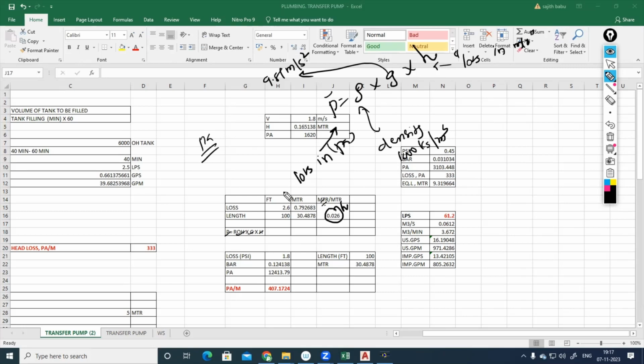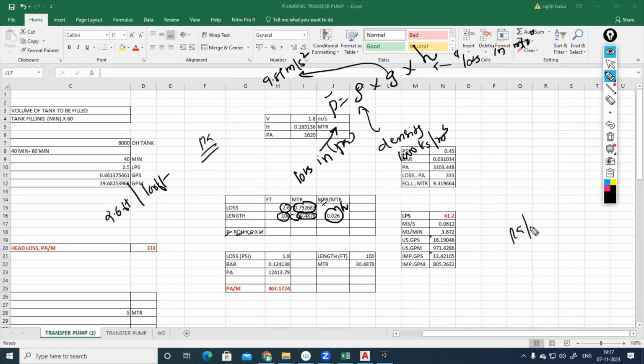Okay. So it is clear that when we are sizing from the pipe sizer, we got 2.6 feet per 100 feet. Correct. Means each 100 feet of pipe length, 2.6 feet of water column pressure drop can come. We have converted that into meter. So 100 feet of pipe is 30.48 meter of pipe. So each 30.48 meter of pipe length, we are having 0.79 meter of water column pressure drop.